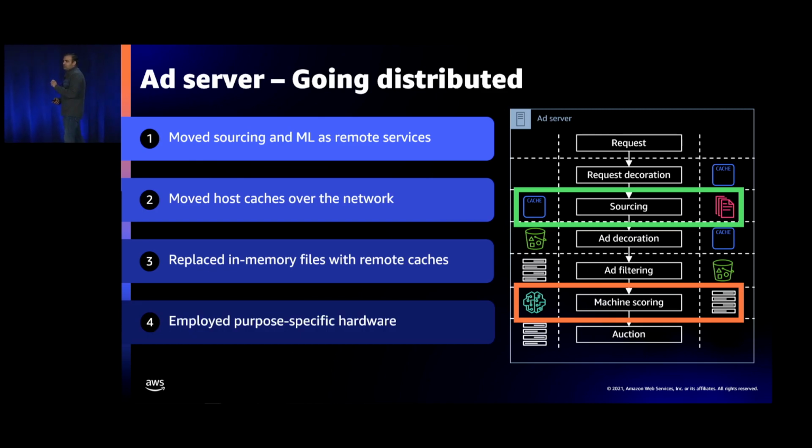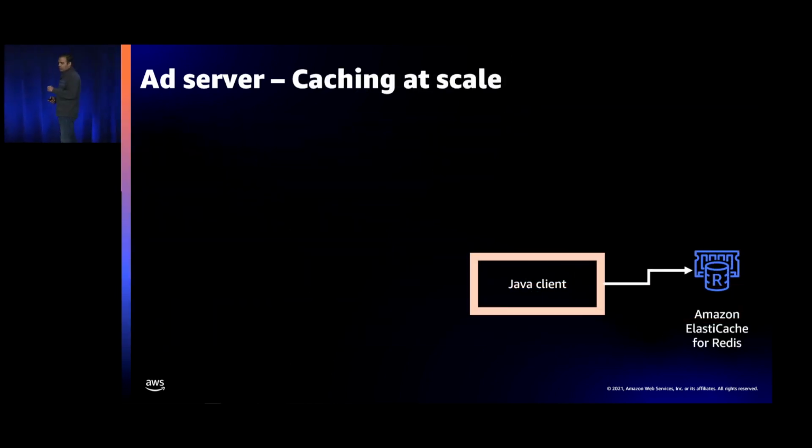The journey of improving the sourcing and the machine learning systems went its own way. They used purpose-specific hardware. Machine learning components will be talked about by my colleague Kuhn later in this conversation. Let's focus more on how we built the caching solutions at scale.